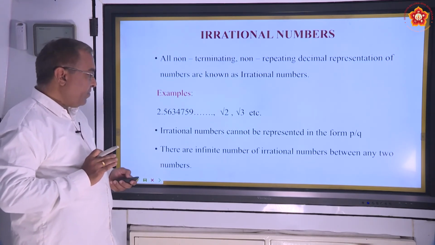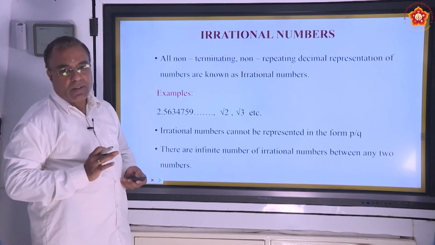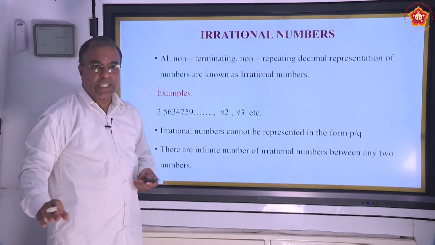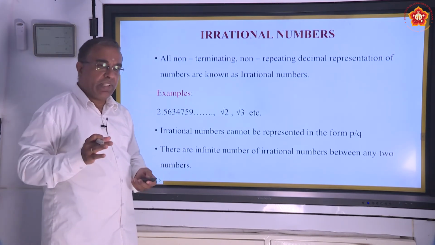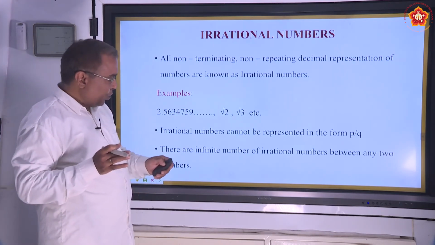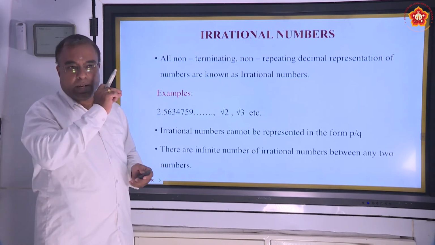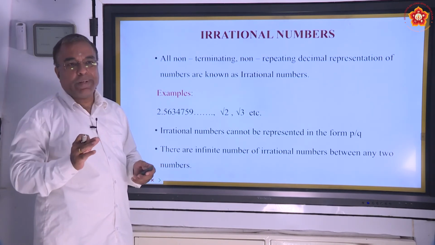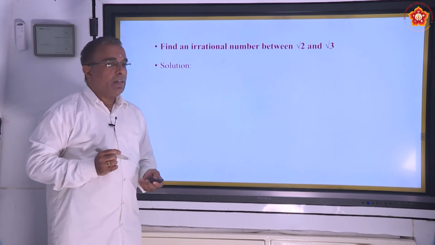Again there are infinite numbers of irrational numbers between any two numbers. The same principle we have seen for rationals also, between any two rationals there are infinite rationals. Here also between any two numbers there are infinite irrationals. It means the number system as such is going to be an infinite set. Now let us take an example.